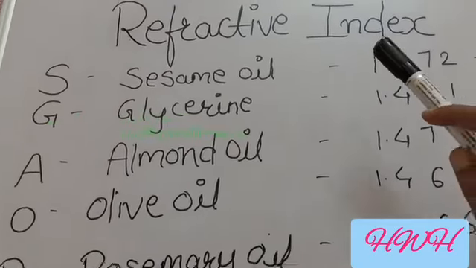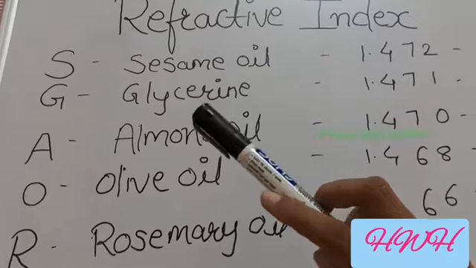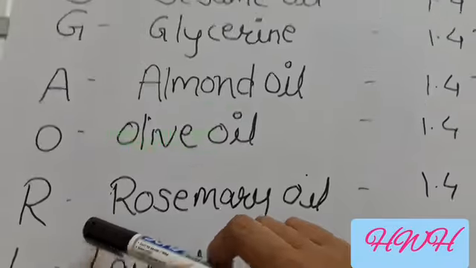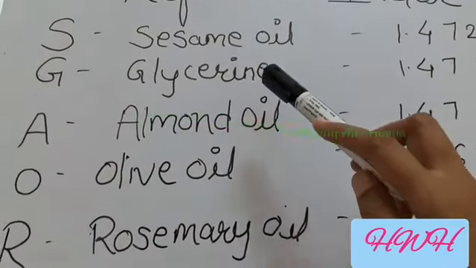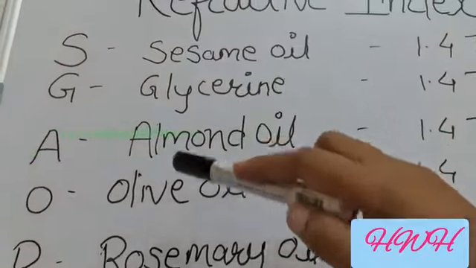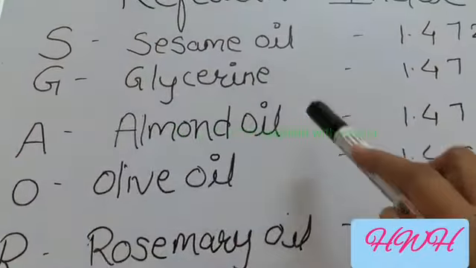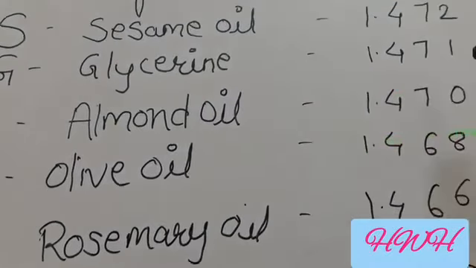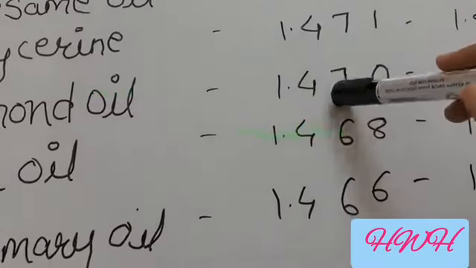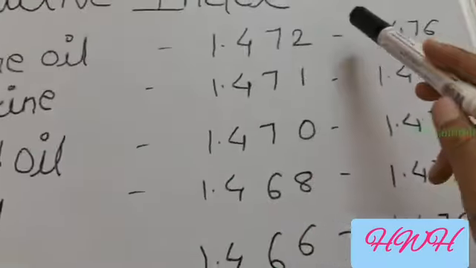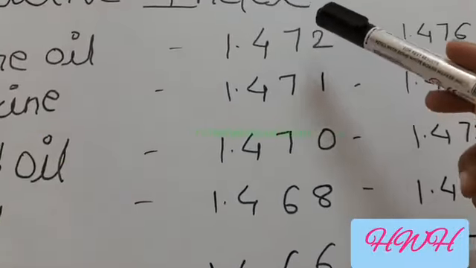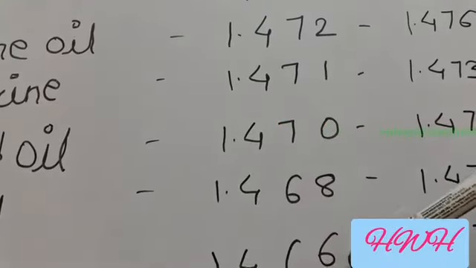Like here you can see refractive index. So I have written the formula SGAORL. So S is for sesame oil, glycerin, almond oil, olive oil, rosemary oil and lavender oil, okay. So write it down this way and with this formula you will remember the names of these substances. And for the values, always remember that 1.4 is constant everywhere, in both these ranges. And just remember that we have to come from the bigger number to the smaller number.